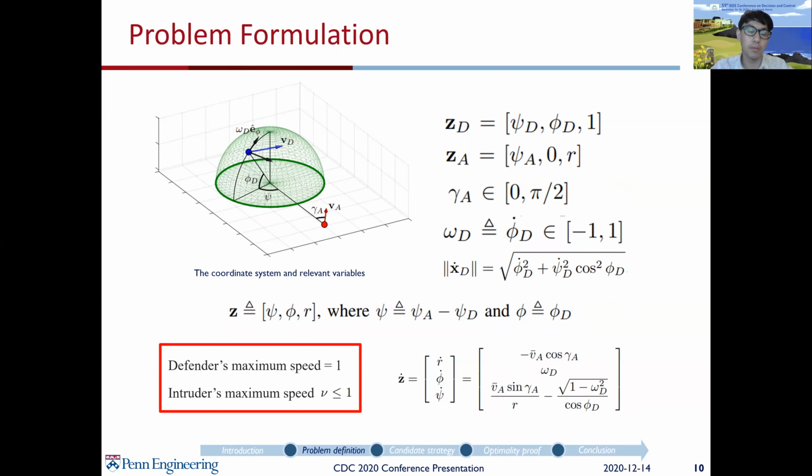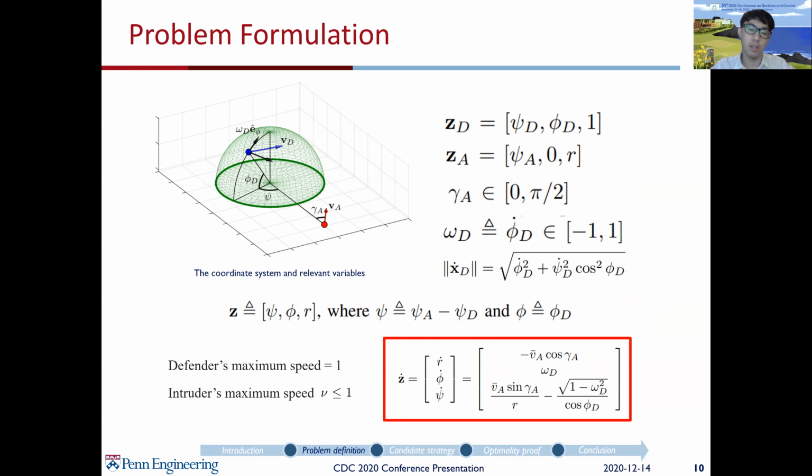Here we define the defender's maximum speed as 1, and we define the ratio of the 2 players as variable nu, and we consider nu smaller than 1 because we assume that the defender is faster than the intruder. And here are the state dynamics for this problem.